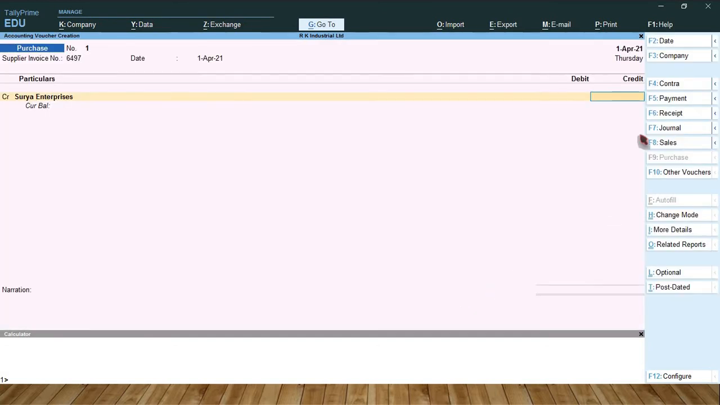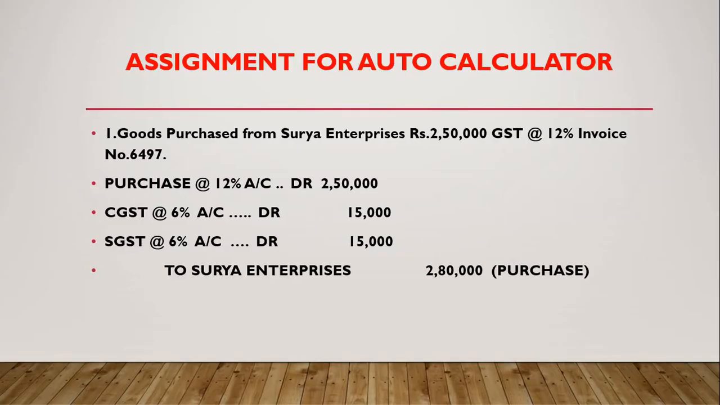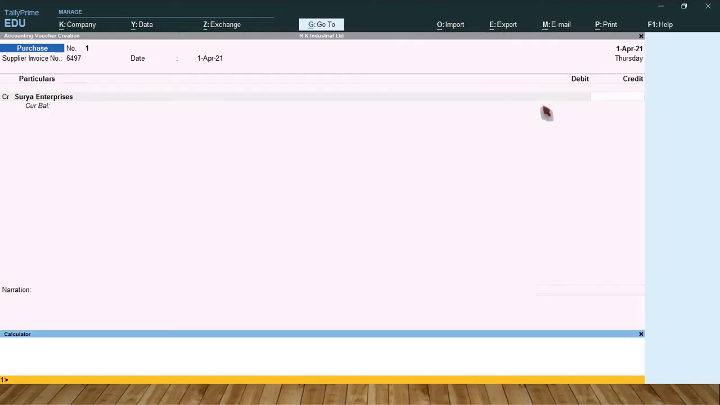Now the cursor has come to the amount field. So now you have to press Alt plus C for enabling the auto calculator. Okay, I will press Alt C. This is very important. Press Alt C here. So now calculate. What is the purchase amount? 2,50,000. Type 2,50,000. Friends, see here in the bottom.